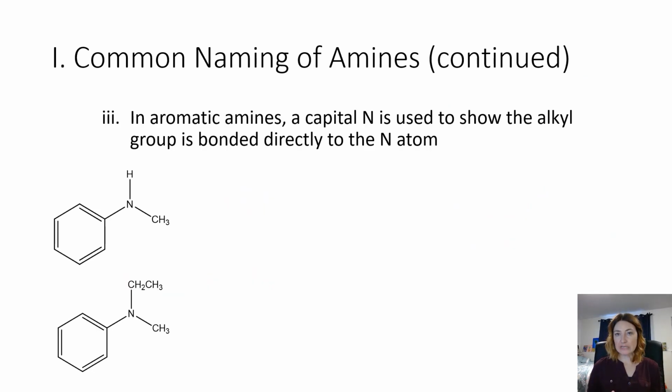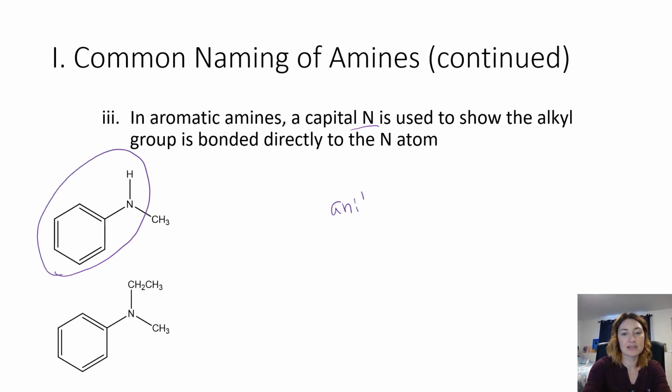So for aromatic amines, we're talking about an aromatic or a benzene ring being directly bonded to a nitrogen. As you remember from our introduction to amines, we had classified this as being aniline. So you're going to do the same thing here. We're going to use a capital N to show the alkyl group is bonded directly to the nitrogen. So here's our parent group. And our parent group in this case is aniline, and it's okay just to call it aniline. We wouldn't call it anything other than aniline. Consider that to be IUPAC and common all mixed up into one. That is the only way to say it.